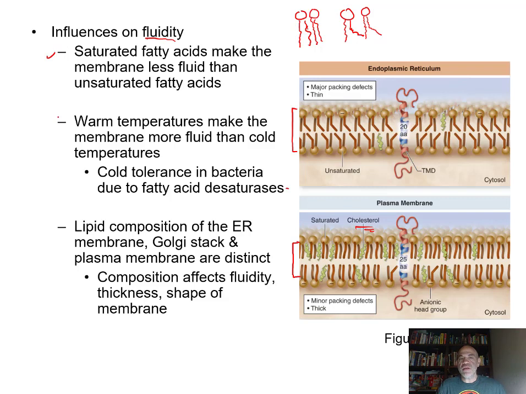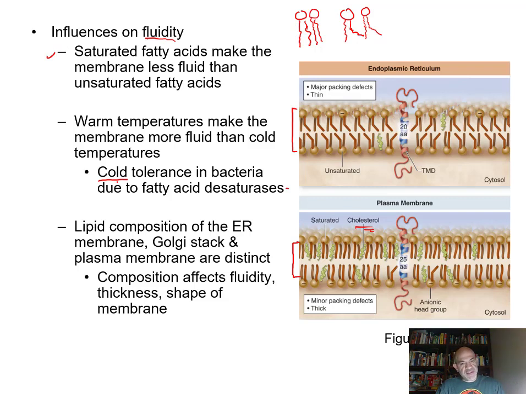So if you're cooler, less fluid. So the membrane has to have characteristics that depend on the temperature that these cells are going to be in. An example here would be if you're a bacterial cell, and you live in a cold environment, you need to maintain the fluidity of the membrane for it to function correctly.